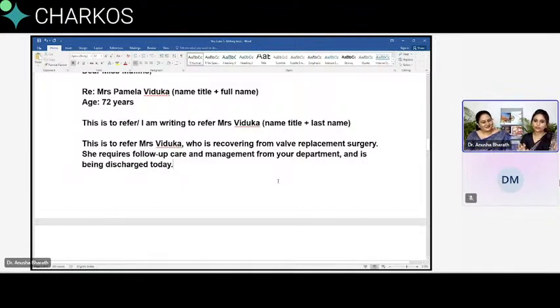So I hope you've understood the specifics of this particular paragraph, because you're saying this is to refer Mrs. Viduka. As I already stated, the purpose has answers to 3 WH questions. One is, who is the patient? We have answered it, Mrs. Viduka. What happened to the patient, or what is happening? Then she is recovering from valve replacement surgery. That is also answered. Why are you writing to the specialist? You're requesting follow-up care and management. So that is done. And along with these 3 WH questions, you've answered one more question, when? And that is being discharged today.